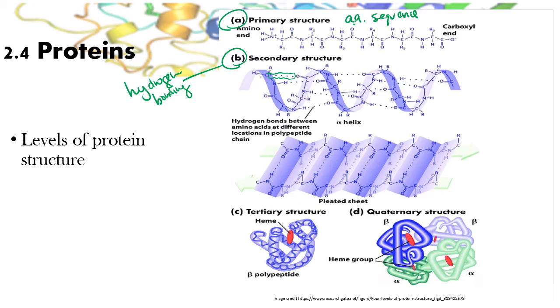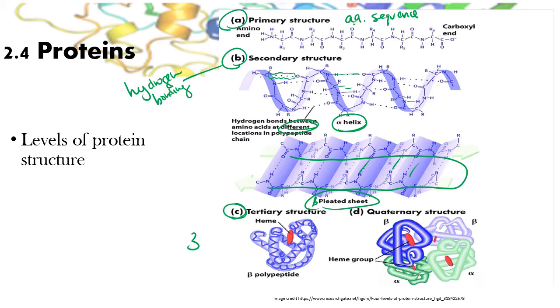We have 2 kinds of secondary structure. Secondary structure can be either alpha helix or beta pleated sheet. These are the 2 kinds of secondary structure that proteins can have. All of this is held together only by hydrogen bonding, and those are going to form between different locations in the polypeptide chain. So we're either going kind of this way or kind of this way, and then these will fold around like that, which is why we call it a pleated sheet.